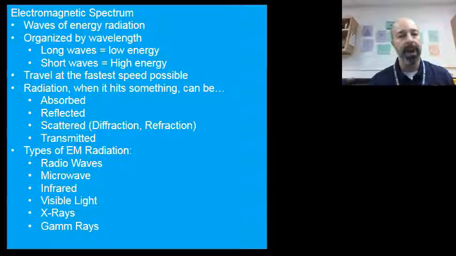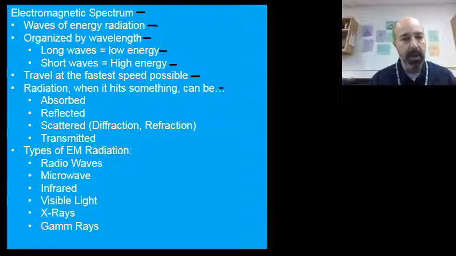All right, so there we have it, the electromagnetic spectrum. We'll be talking about that a lot in class this week. These are waves of energy radiation. They are organized basically by their wavelength. We have long waves on one end, and those have low energy, and we have short waves on the other end, and those have high energy. They travel at the fastest possible speed that anything can travel in the universe. Radiation, when it hits something, can be absorbed, reflected, scattered, or transmitted.